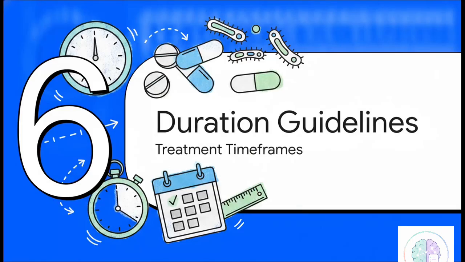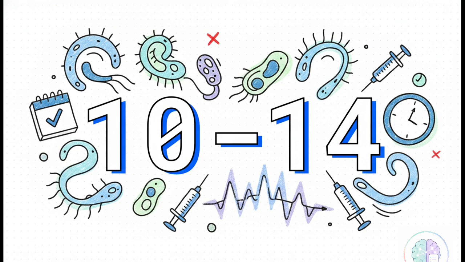Section 6, Treatment Duration Guidelines. We've precisely matched the drugs to the bugs, but how long do we actually deploy them? Let's look at the strict rules governing treatment length. The golden rule for general bacterial meningitis treatment duration is 10 to 14 days total. Of course, this is ultimately dependent on the specific organism and how well your patient responds clinically, but this 10 to 14-day window is your standard, rock-solid baseline.